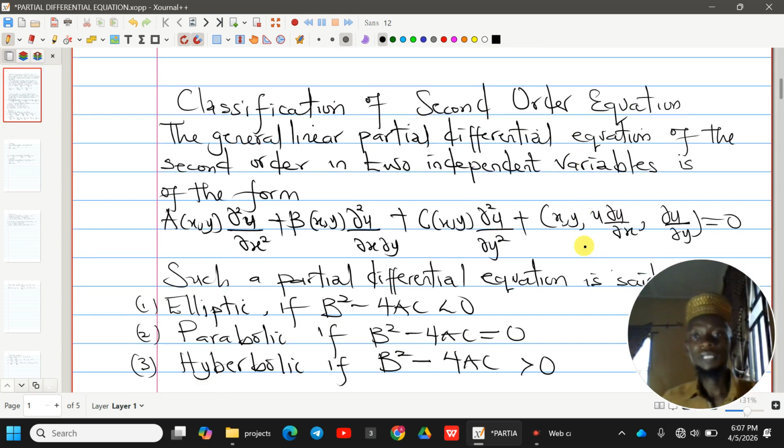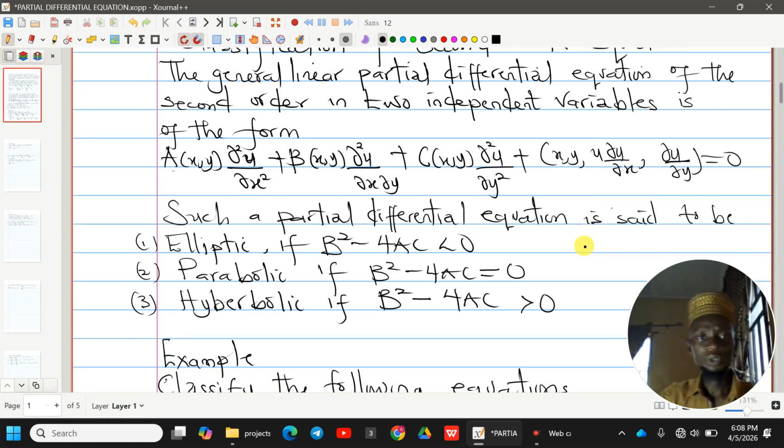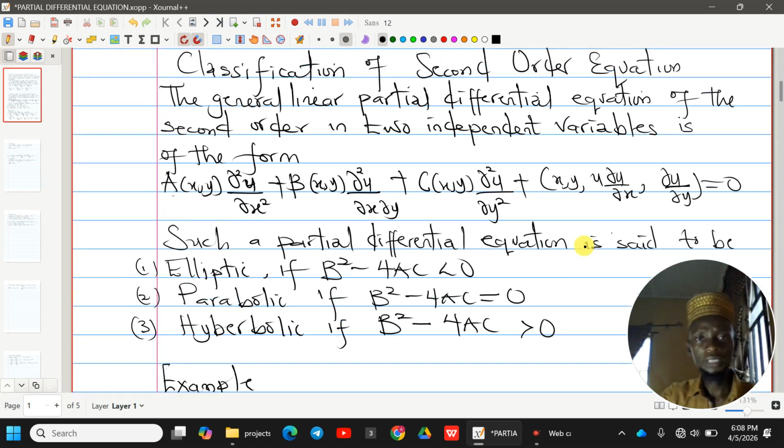Now let us look at the classification of second order equations, right? The general linear partial differential equation of second order in two independent variables is of the form: a, the u squared over the x squared, plus b, this one is a coefficient, the u squared over the x, the y, plus c, the u squared over the y squared, plus this value here. Now, our motive here is what?